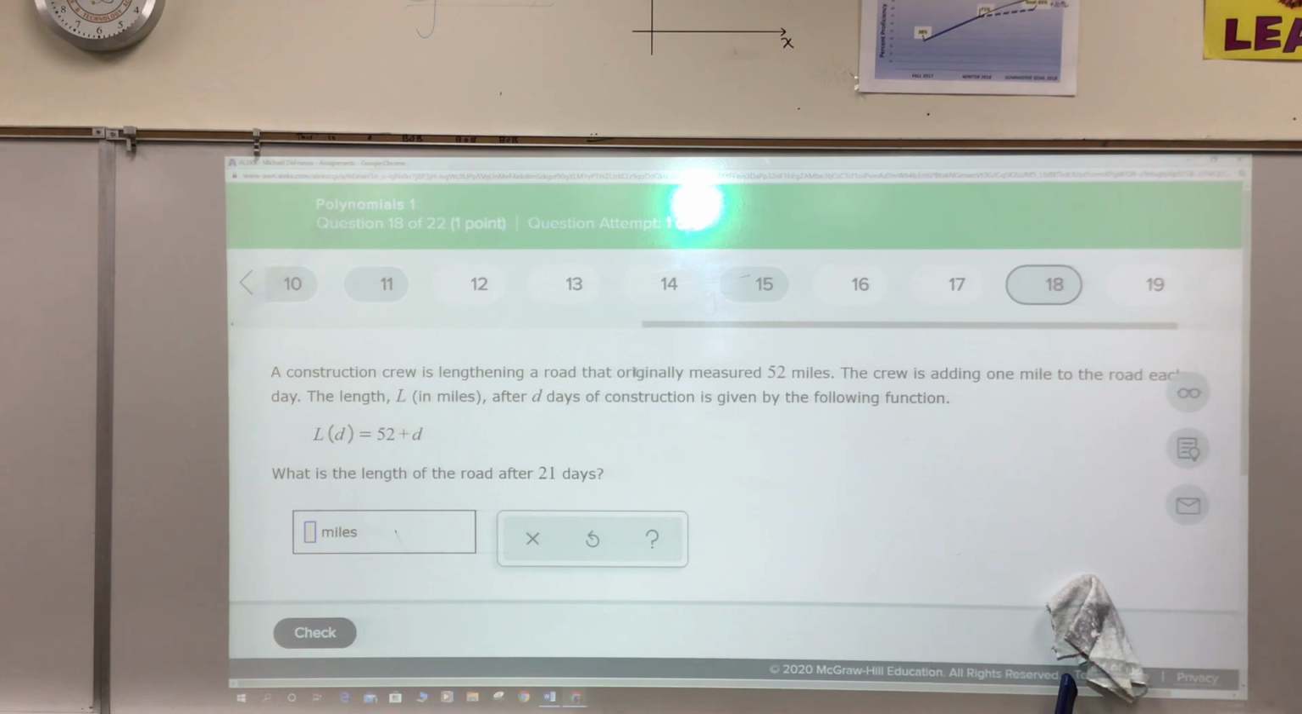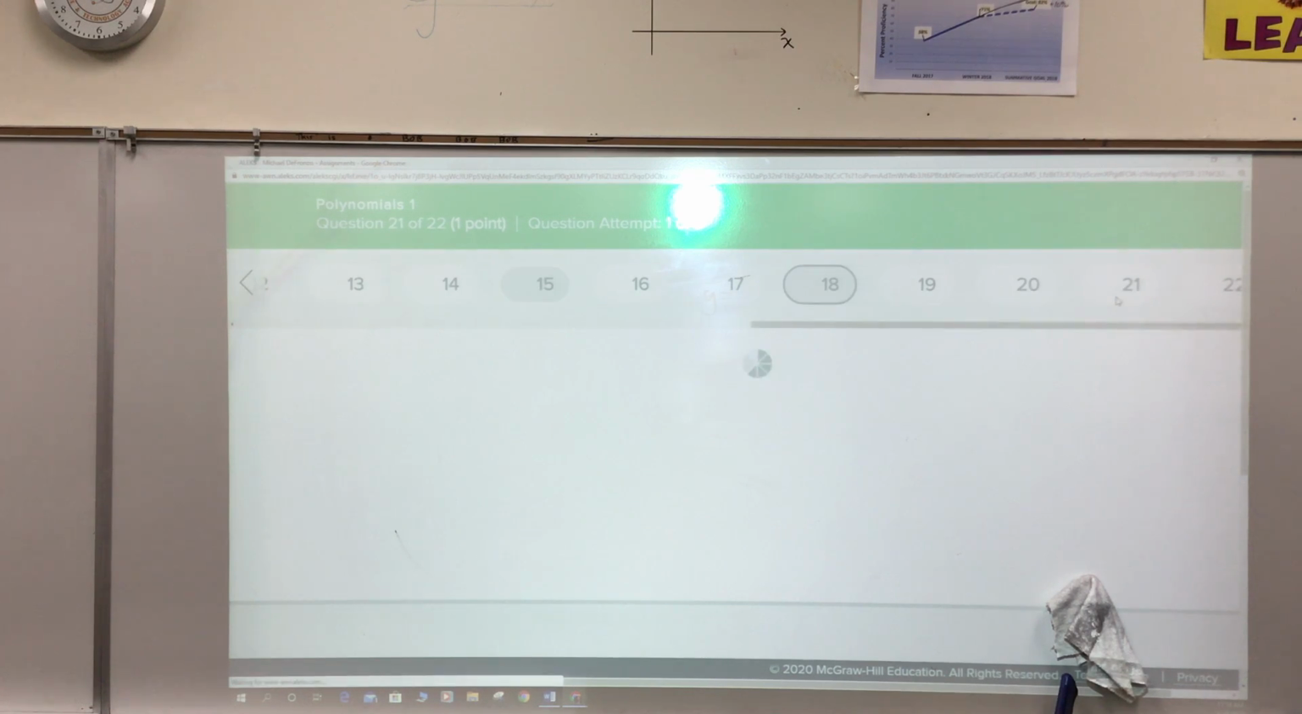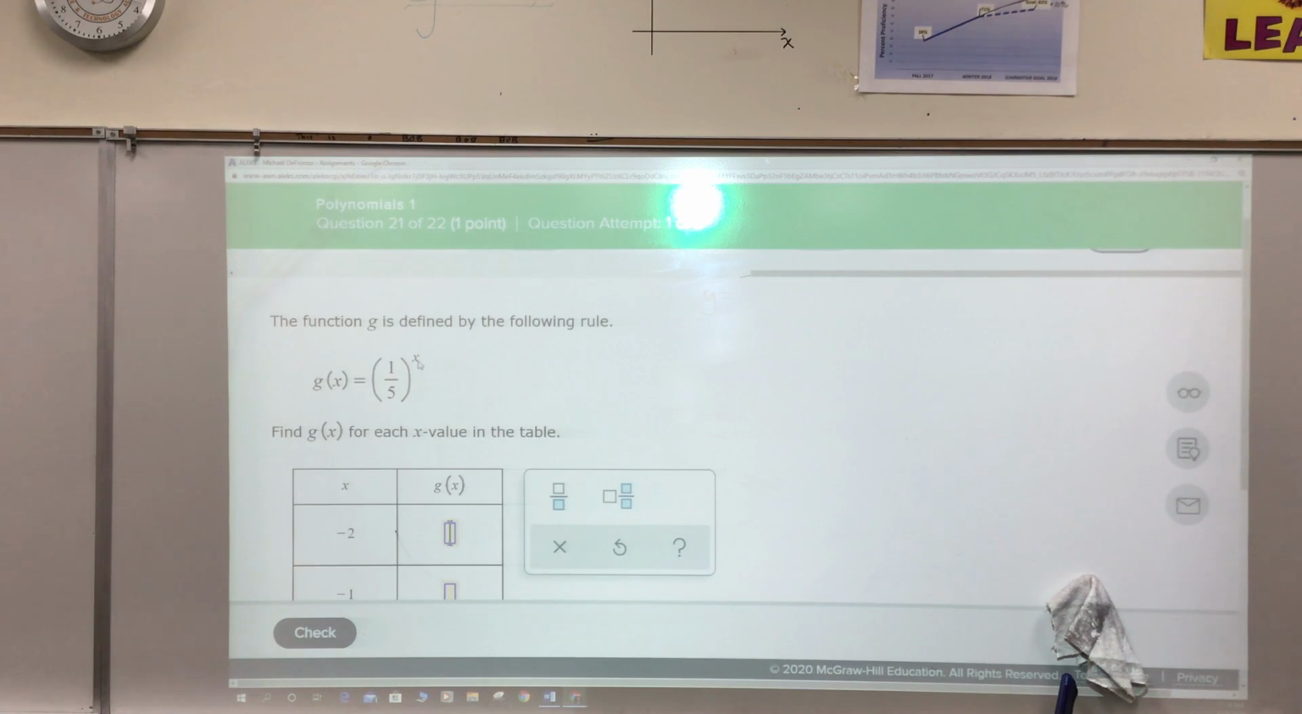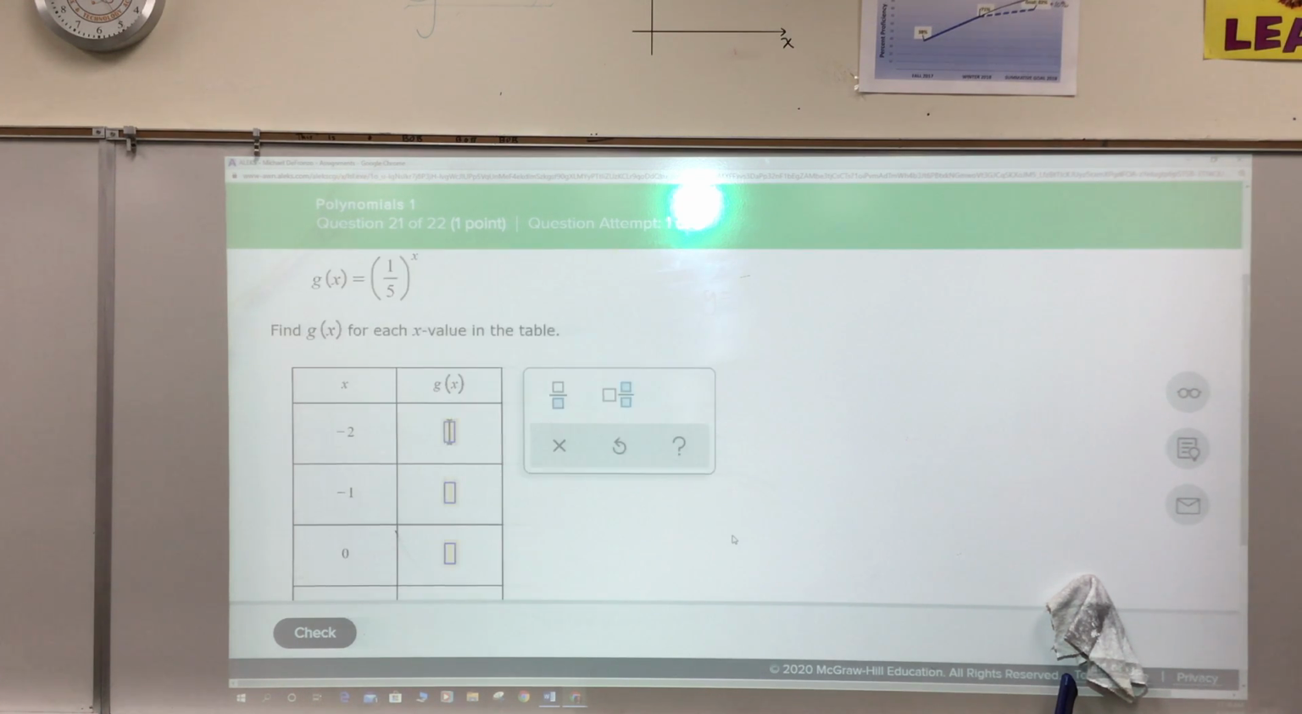And lastly, a road that originally measured 52 miles, so that's at the beginning. They're adding 1 mile each day. Okay, so after 21 days, 52 plus 21, 73. And finally, oh, this is a fun one. Put in a -2, then put in a -1, or use the table function on your calculator.